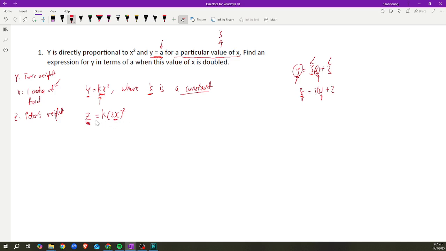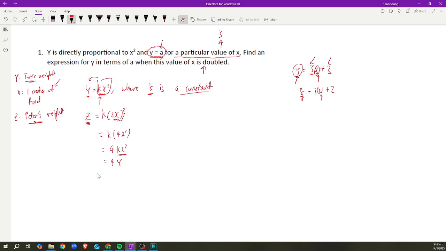You get the idea? So we find Peter's weight, and if you expand this, you'll see that in (2x) squared, the square belongs to both terms inside the brackets. So you'll get 4x squared in here, right? If you rearrange the terms, you can write the 4 at the side, 4kx squared. And you realize that kx squared is the same as the kx squared up here, which is equal to y. So z equals 4y, or in other words, Peter's weight will be 4 times Tom's weight. They want to know what happens to Tom's weight, which was originally a, when we double his food, when we double x.